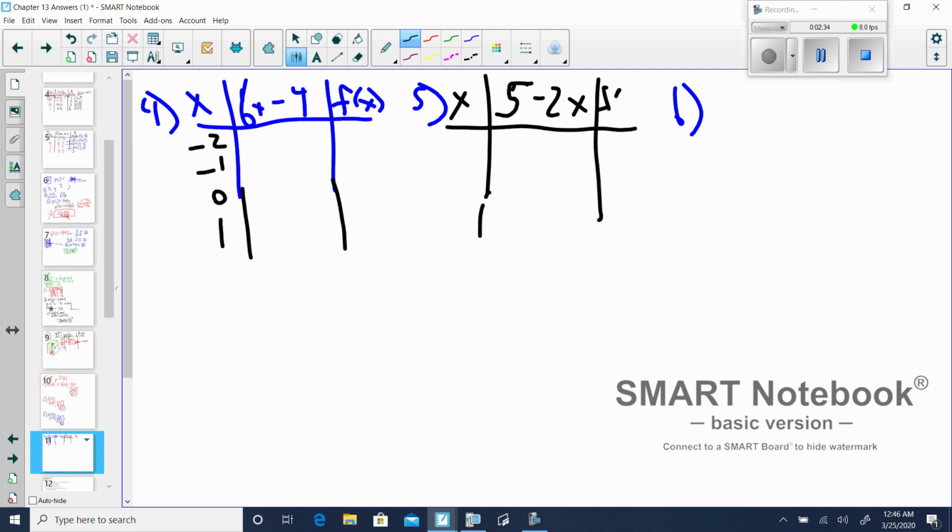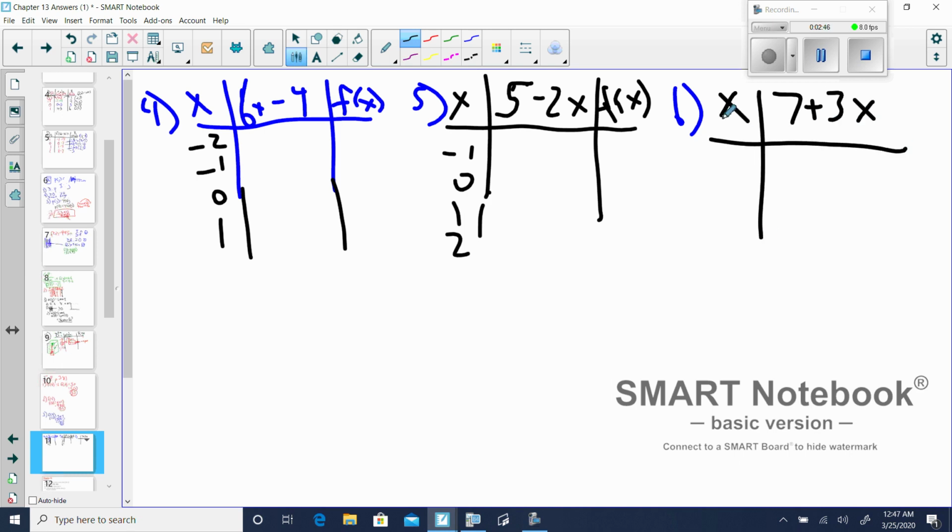So we have x, f of x. I'm going to do -1, 0, 1, and 2 here. And then for 6, we have 7 plus 3x, along with x, and along with f of x, I'll do -2, -1, 0, and 1. Just, once again, please don't be ridiculous and don't do something wacky like -6,000, 329. Don't do anything like that.